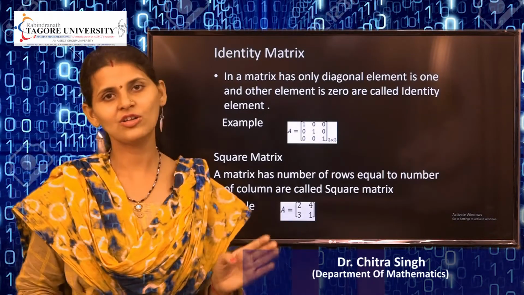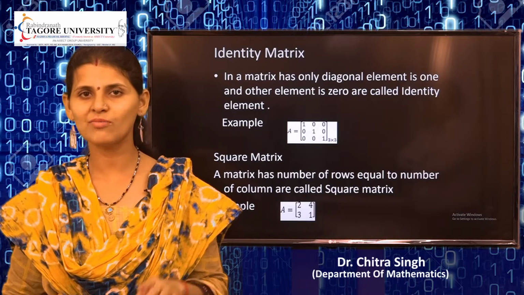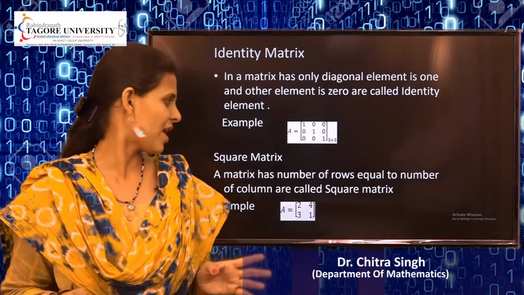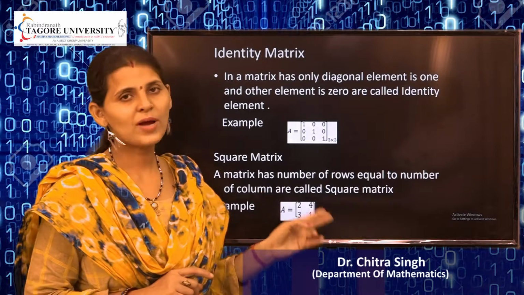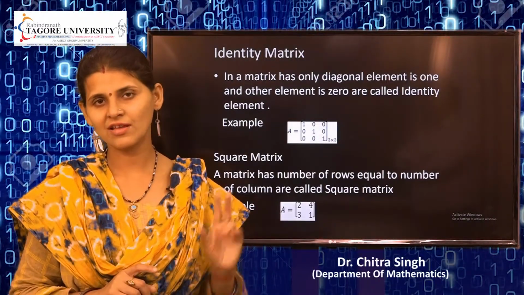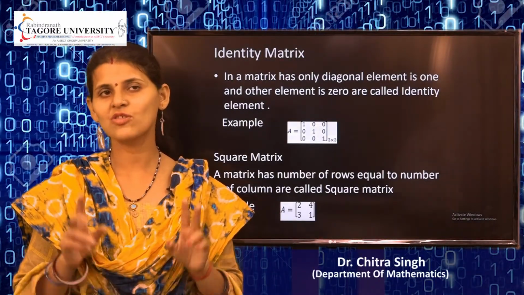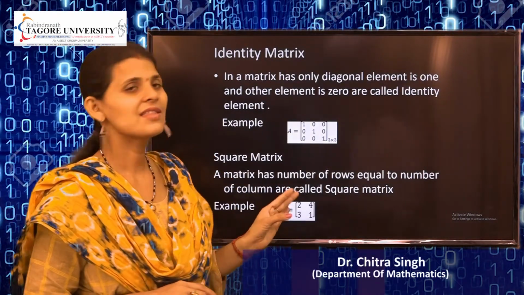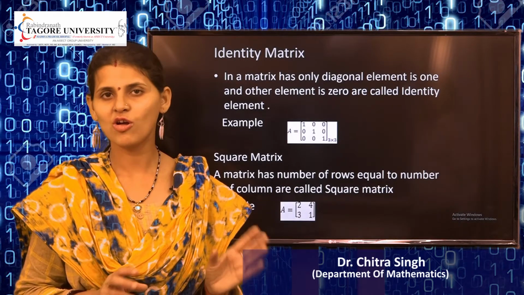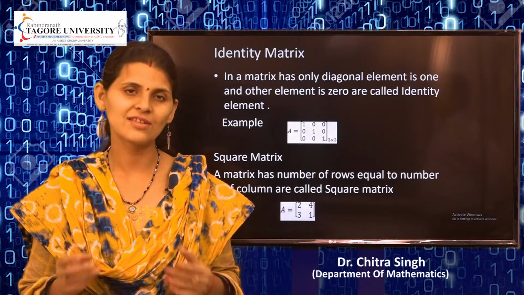Square matrix. We know that when the number of rows equals the number of columns, it is called a square matrix. Example: A equals 2, 4, 3, 1. We see that the order of the matrix is 2 by 2, with only 2 rows and only 2 columns. This is a 2 cross 2 matrix, and we say that the order of the matrix is 2.